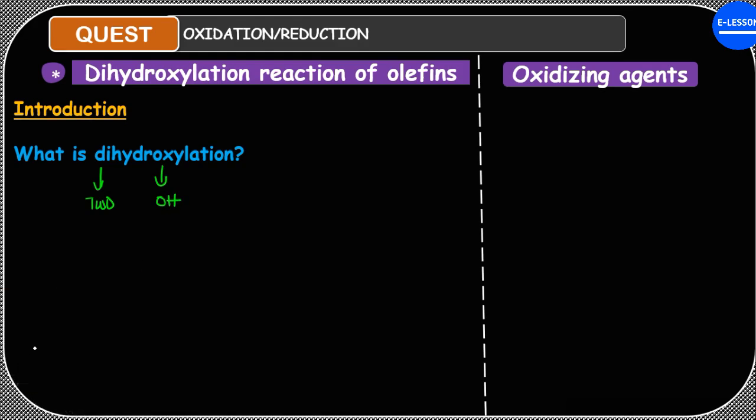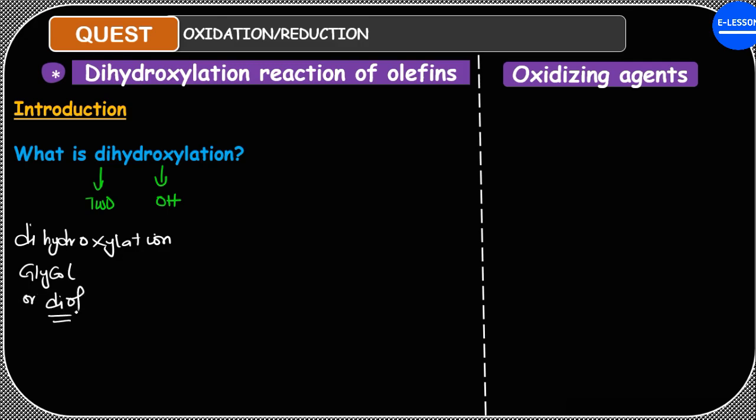So we can say that dihydroxylation means the addition of 2 OH groups to the alkene double bond. So whenever 2 OHs are added to the alkene double bond, you say such a reaction is called a dihydroxylation reaction. Now, dihydroxylation of alkene is one way to introduce oxygen into the double bond of alkenes. The product of dihydroxylation of alkene is usually a glycol, or you can say a diol.